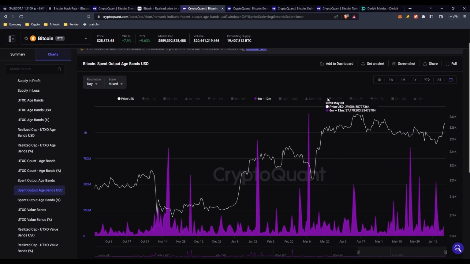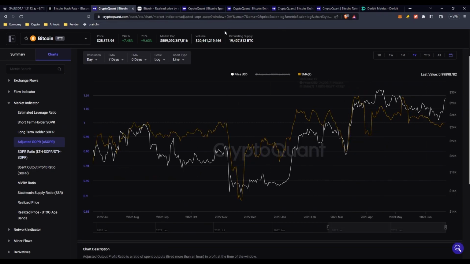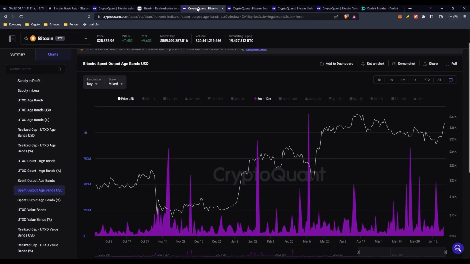Because if it was from the long-term holders, that could be a really bad signal that maybe this downtrend will continue. Maybe it's going to get really bad. So it gives a little more confirmation of who actually sold their Bitcoin. Was it in profit? You can realize whether it was in profit or not in adjusted SOPR. But if it was, then you can go and check the spent output age band to see which one it was.